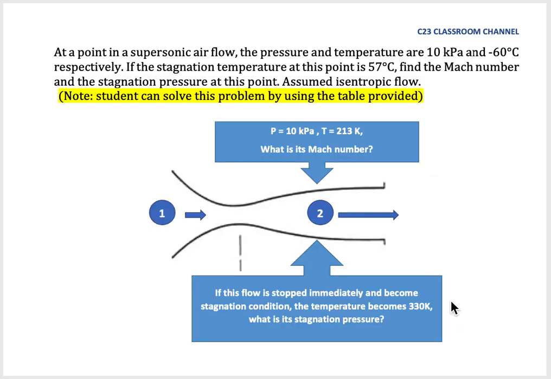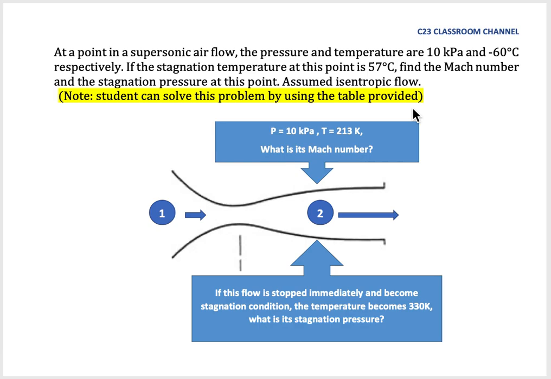This is the question for C. At a point in supersonic airflow, the pressure and temperature are 10 kilopascal and minus 60 degrees Celsius respectively. If the stagnation temperature at this point is 57 degrees Celsius, find the Mach number and the stagnation pressure at this point. Assume it is isentropic flow. Students can solve this problem by using the table provided.